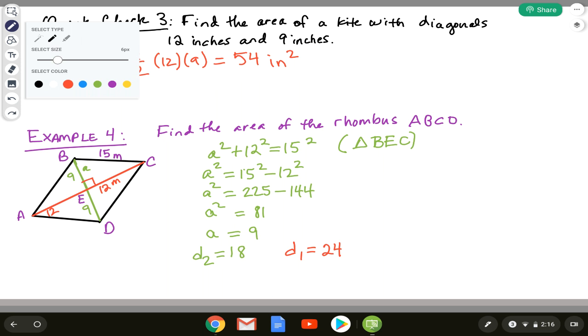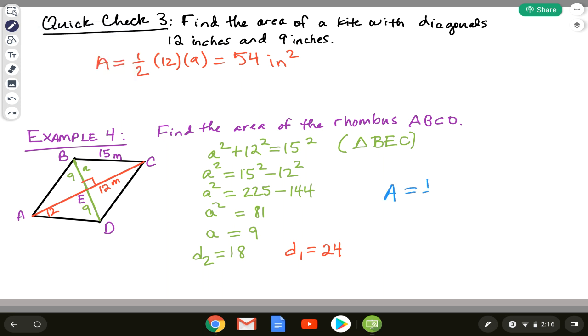So when I find the area, it will just be 1/2 times 18 times 24. And I'm just using my calculator to do that. I end up getting 216. Make sure you pay attention to the units. So we were in meters in this one, so this will be 216 meters squared. Okay, try the problems, and we'll see you in class.